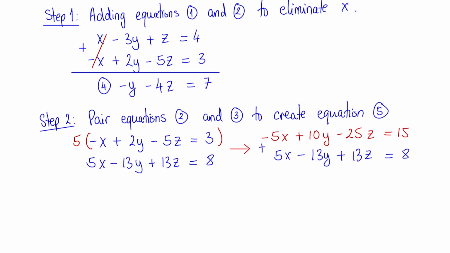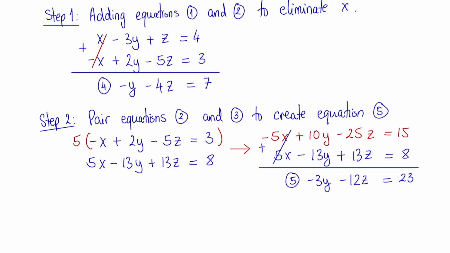And I am going to add the two equations. Negative 5x plus 5x is 0. 10y plus negative 13y is negative 3y. Negative 25z plus 13z is negative 12z, equals 15 plus 8, which is 23. This is my equation 5.